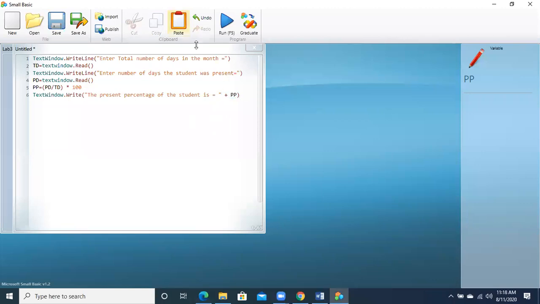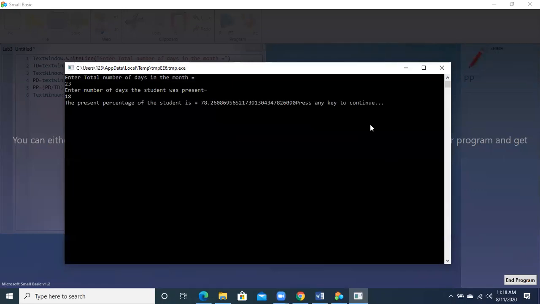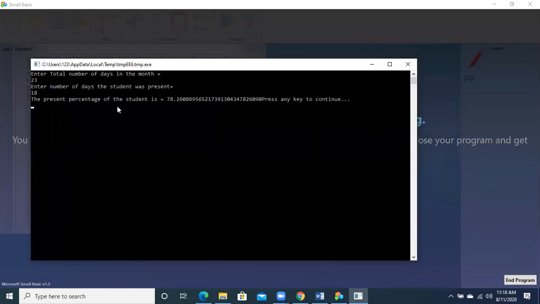Now I should run it. Total number of days in the month. Let's suppose I say total number of days are 23. How many days was the student present? Let's suppose the student was present for 18 days. What is the percentage of the student? Now see the answer. The present percentage of the student is 78.26%.